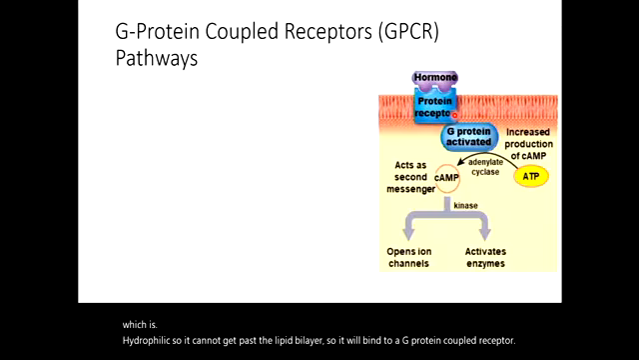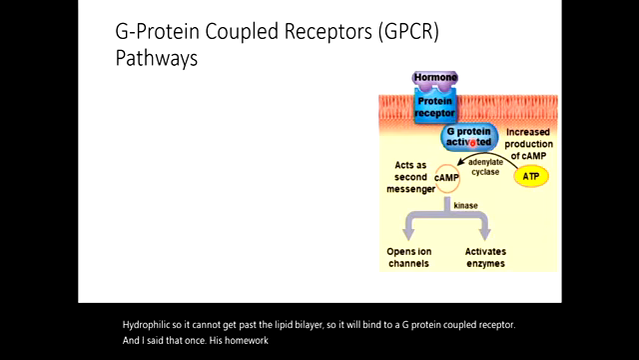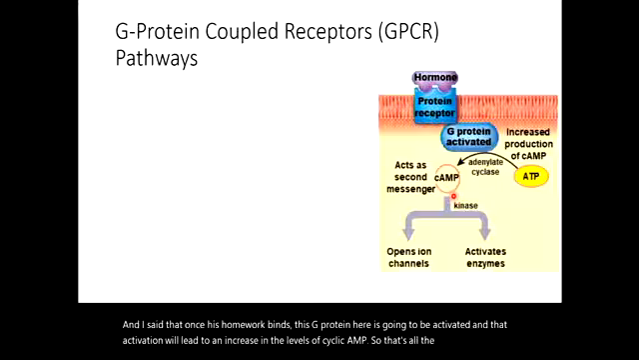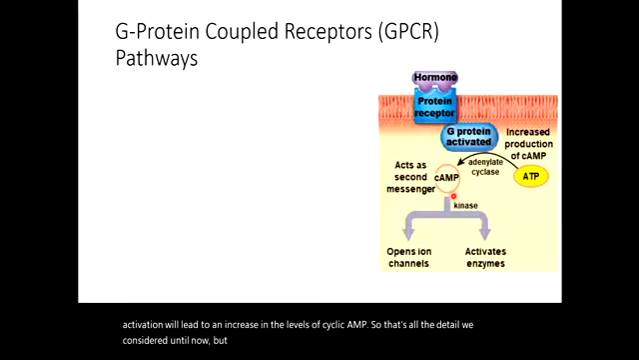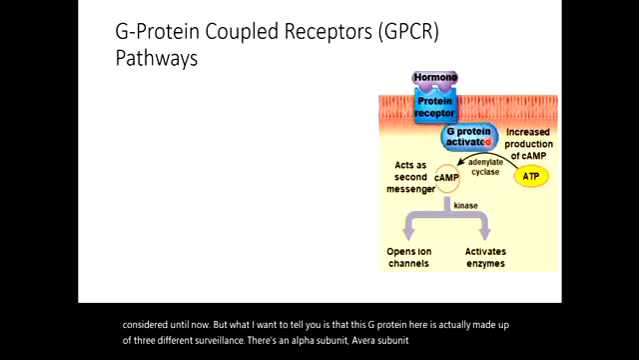And I said that once this hormone binds, this G protein here is going to be activated, and that activation will lead to an increase in the levels of cyclic AMP. So that's all the detail we considered until now. But what I want to tell you is that this G protein here is actually made up of three different subunits. There's an alpha subunit, a beta subunit, and a gamma subunit.